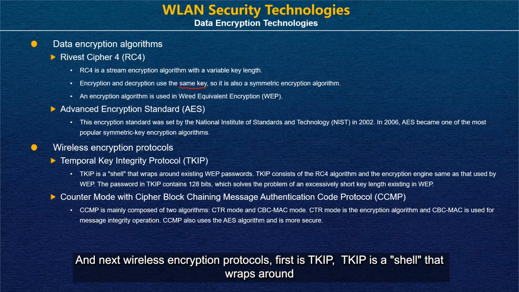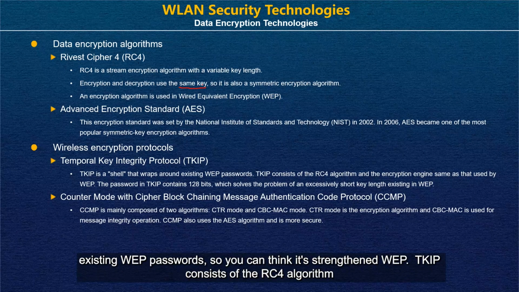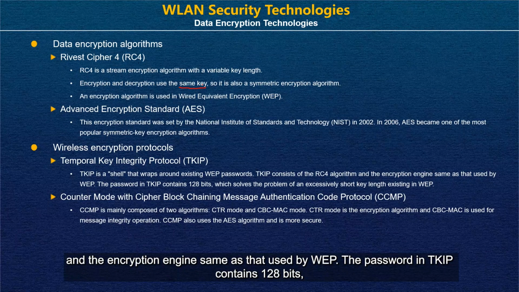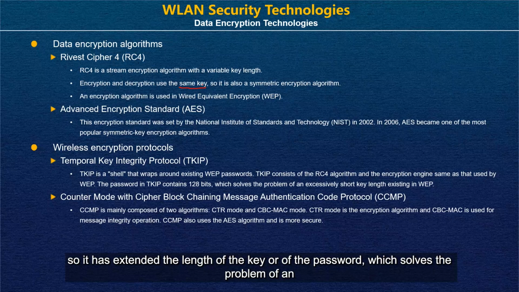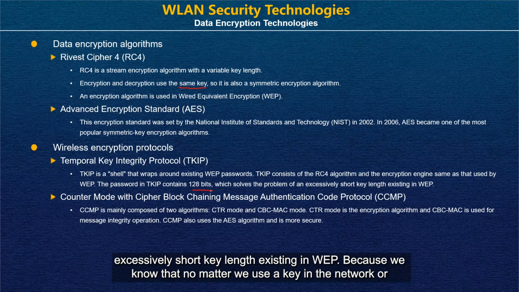Okay. And next, wireless encryption protocols. First is TKIP. TKIP is a shield that wraps around existing WEP passwords. So you can think of it as a strengthening of WEP. TKIP consists of the RC4 algorithm and the encryption engine same as that used by WEP. The password in TKIP contains 128 bits. So it has extended the length of the key, which solves the problem of an excessively short key length existing in WEP.